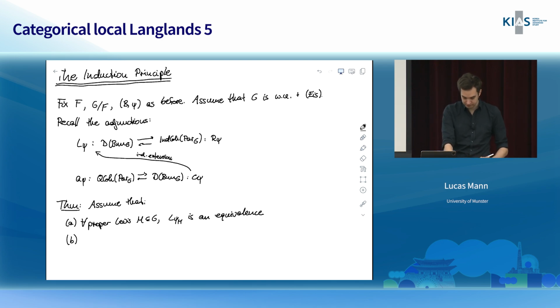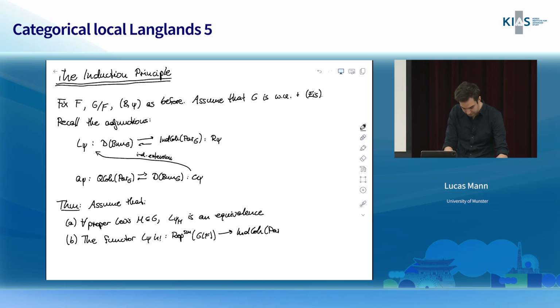And so here comes the more serious assumption. So the functor L_psi^{I_1}, lower Schrick. So this is a functor from smooth representations of G(F) to Ind-coherent sheaves on Par_G. Okay, and now the assumption is that this functor has some nice properties. So the first one is that this sends the Whittaker representation W_psi to a line bundle.